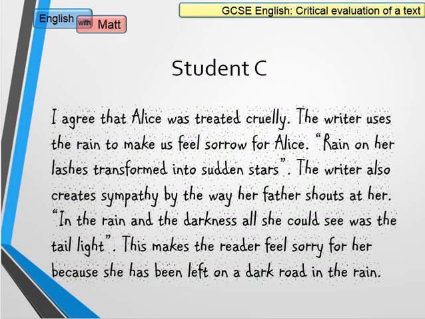Student C, this is the whole response to student C. I agree that Alice was treated cruelly. The writer uses the rain to make us feel sorrow for Alice. "Rain on her lashes transformed into sudden stars." The writer also creates sympathy by the way her father shouts at her. "In the rain and the darkness, all she could see was the tail light." This makes the reader feel sorry for her because she has been left on a dark road in the rain. So a much shorter response there. Think about what this got out of 20. What level? 1, 2, 3, or 4.